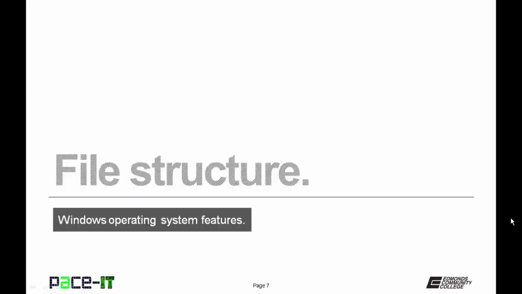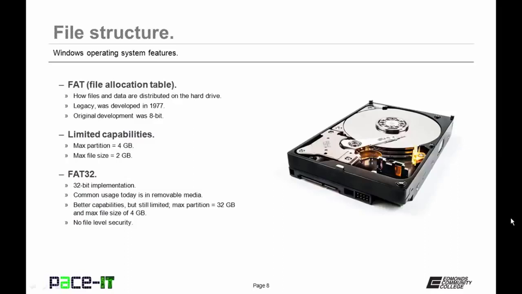Now let's move on to file structure, and we get to begin with FAT. FAT stands for File Allocation Table. It's how files and data are distributed on the hard drive. It's legacy and was developed in 1977. The original deployment of it was 8-bit. It had limited capabilities. Max partition was 4 gigabytes. Max file size was 2 gigabytes.